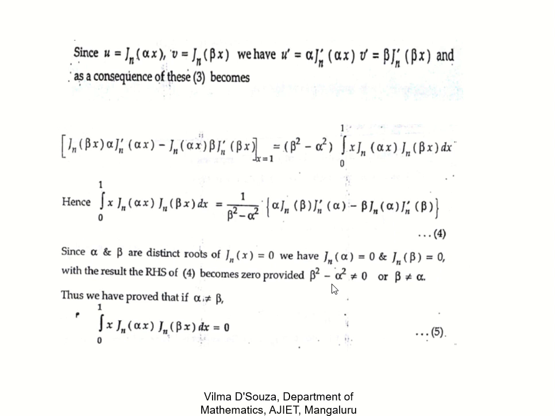With the result, the right hand side of 4 becomes 0 provided beta square minus alpha square is not equal to 0, that is beta not equal to alpha. If alpha not equal to beta, this becomes 0, since Jn of alpha is 0 and Jn of beta is 0. So this integral becomes 0 when alpha not equal to beta.